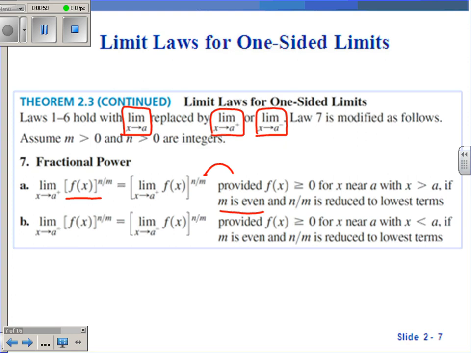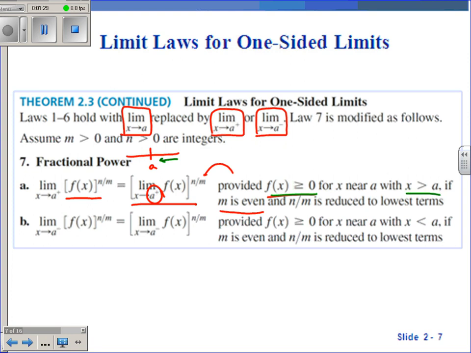So this limit law will just be the limit of the function to the n over m power, but the f of x has to be positive. And we're looking just at x values that are bigger than the a. So if you have a on your number line, we're just looking at values to the right. So in that case, we just want f of x to be greater than or equal to 0 for x bigger than a. So that's all we need to worry about.